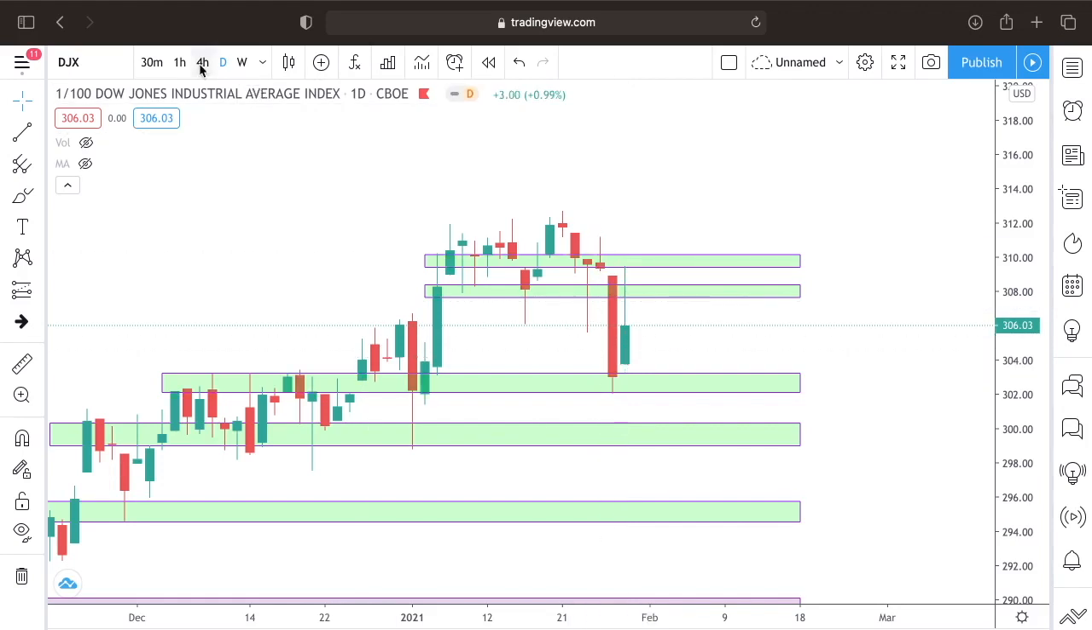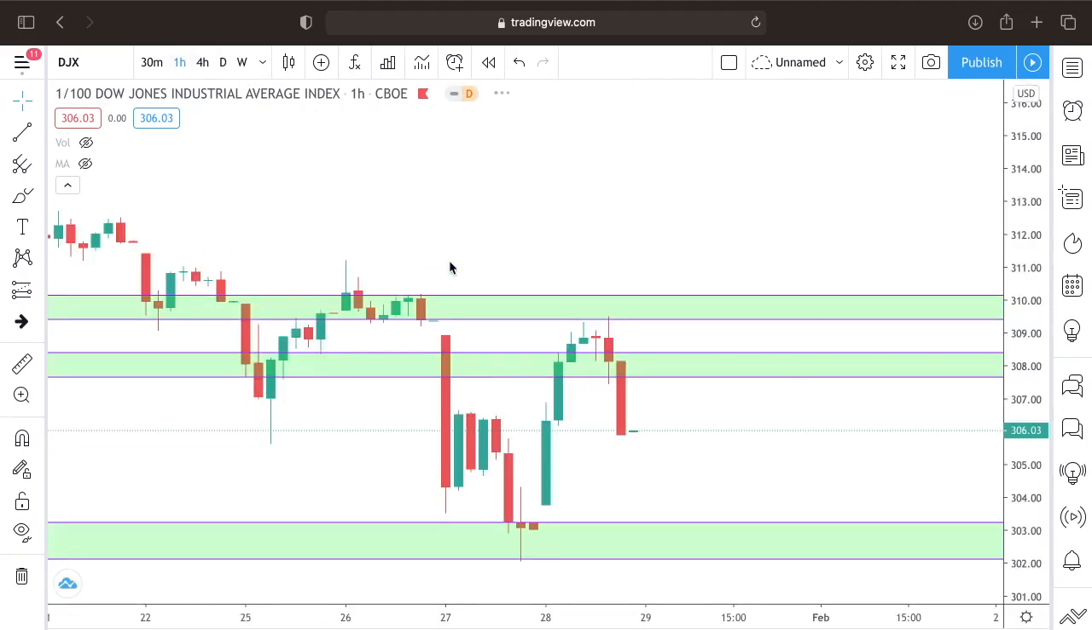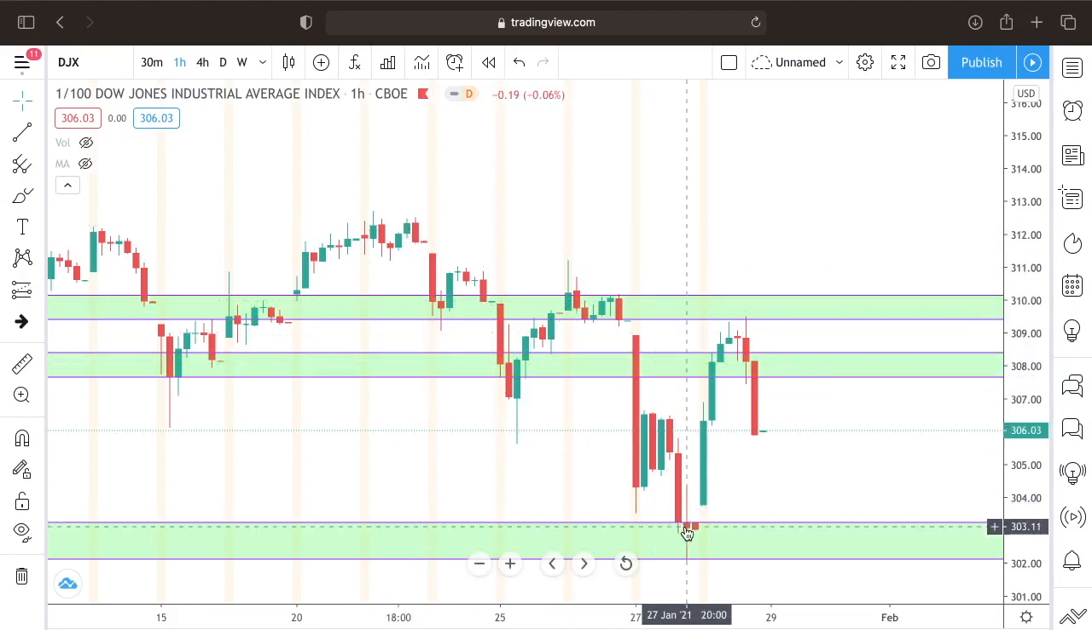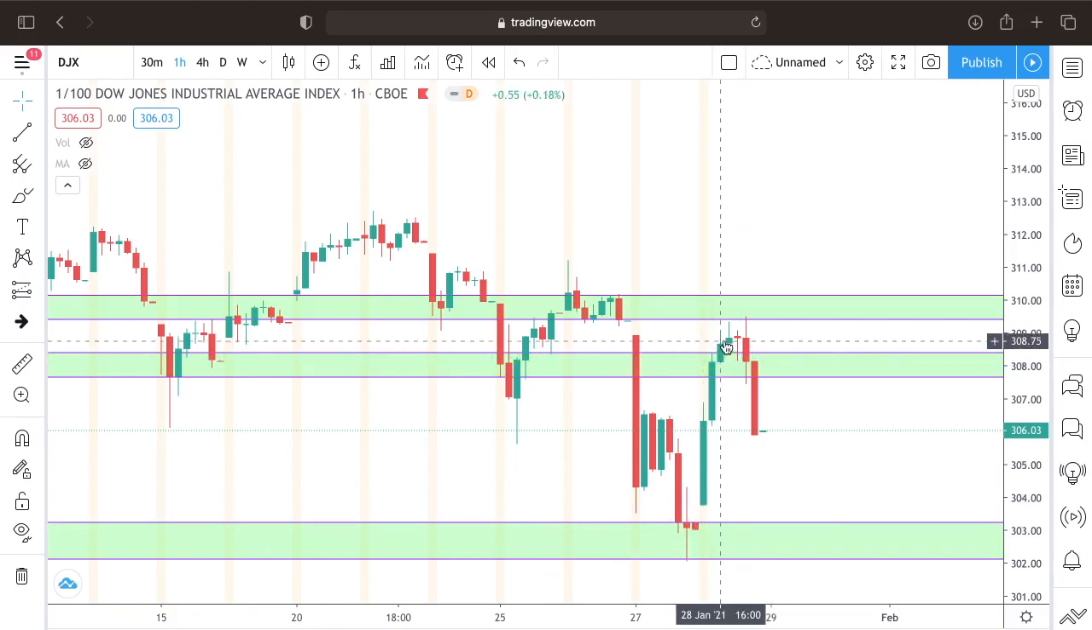Now let's go on to the 1 hour time frame to have a greater idea of how prices are playing out. Over here we see a steady decline in prices, and then prices managed to find support at this price level of around $302. And after prices found support, it went up, and then it encountered some resistance at this price level of around $309, and it bounced back down.